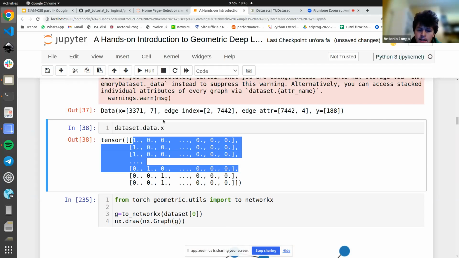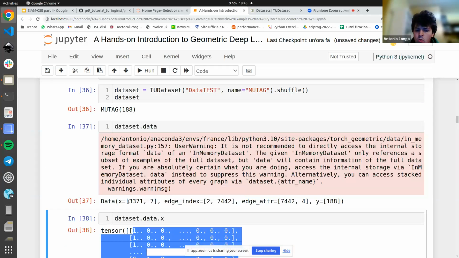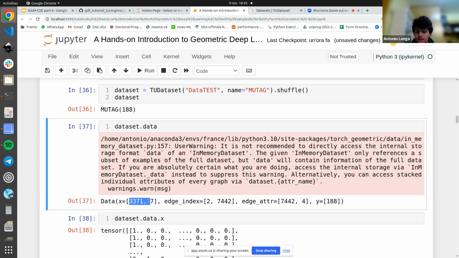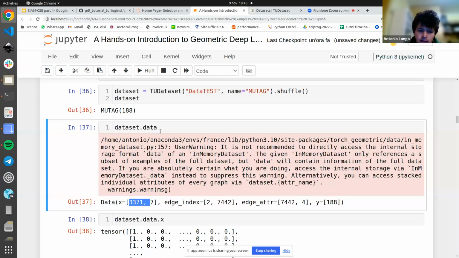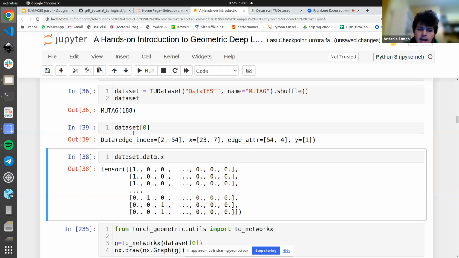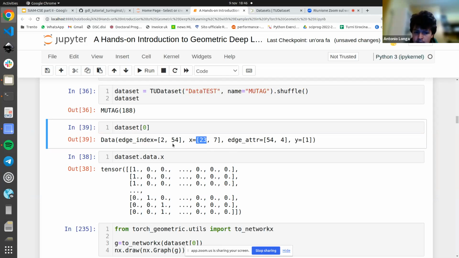We can even, if you have a look here, we are looking at the entire dataset. What we can do, we can simply write dataset in position 0. And it tells you that the first graph has 23 nodes and 54 edges. And of course, it has only one label.